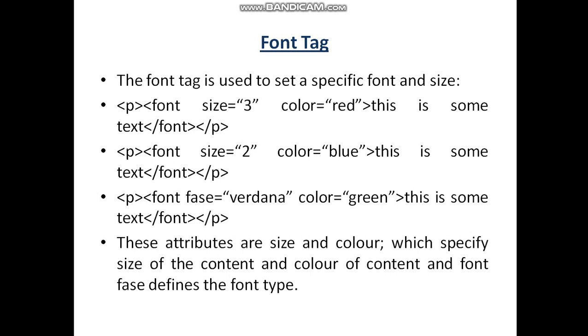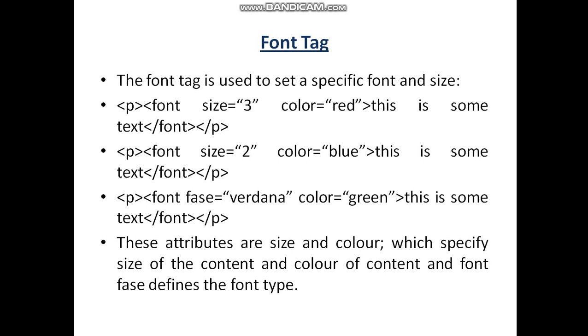Next is the font tag. The font tag is used to set a specific font and size. If we want to give the same font color on a whole web page, then we use the text attribute in the body tag. But when we want to give a text color to a particular sentence, then the color attribute is used on a font tag. So for that we require a font tag.